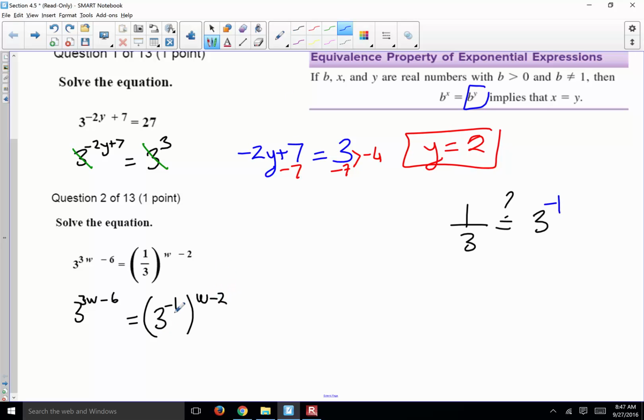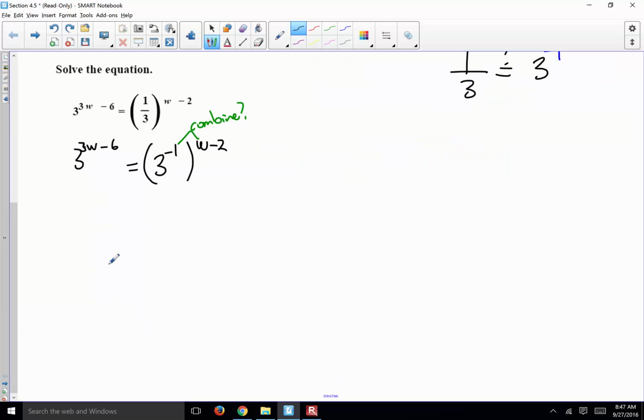Now can we cross this out? Not yet. Do one more step. I see double powers. 2 powers here. Negative 1, and then it's raised to another power of w minus 2. How do you combine these two? What operation do you make? Multiplication. That's right. We multiply negative 1 and w minus 2. Negative 1 times w is negative w, and minus 2.